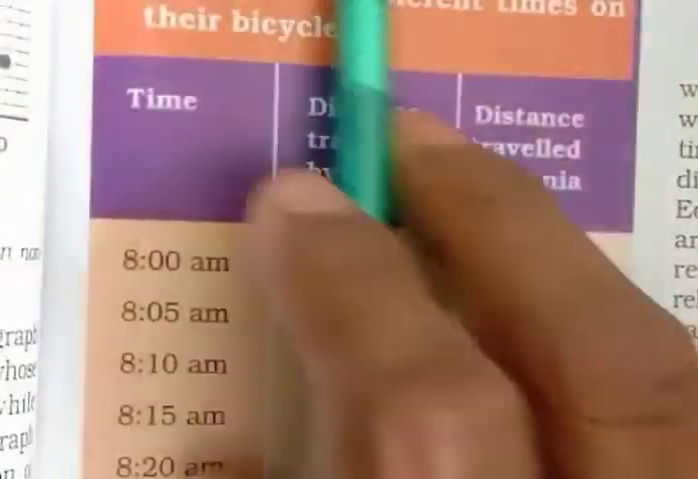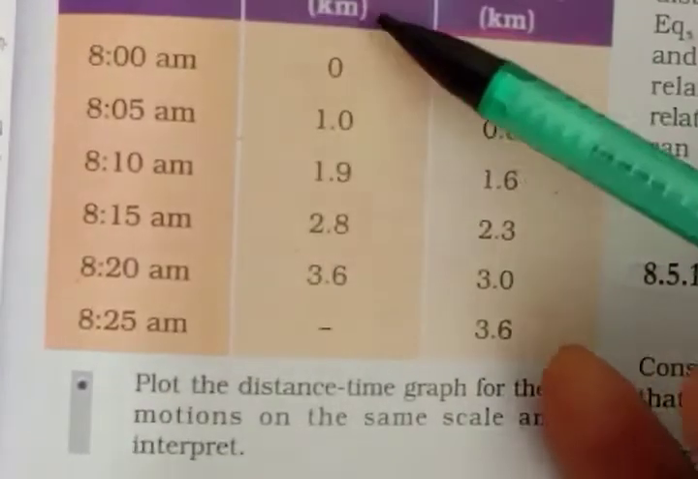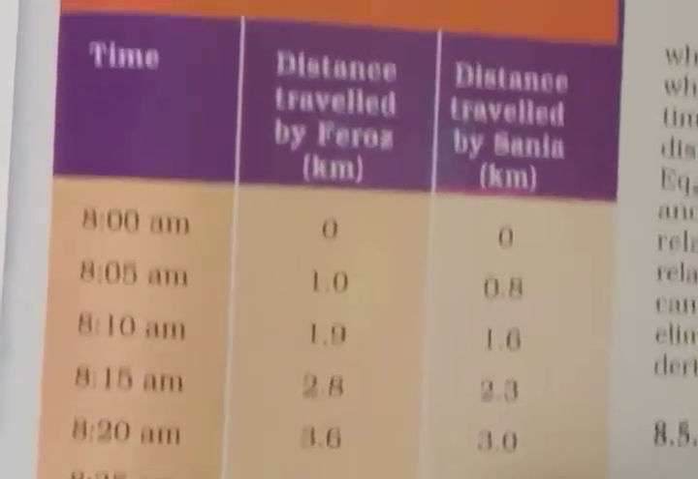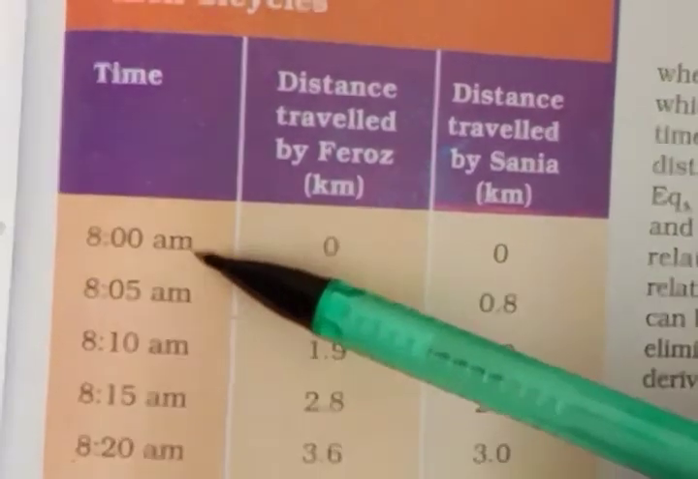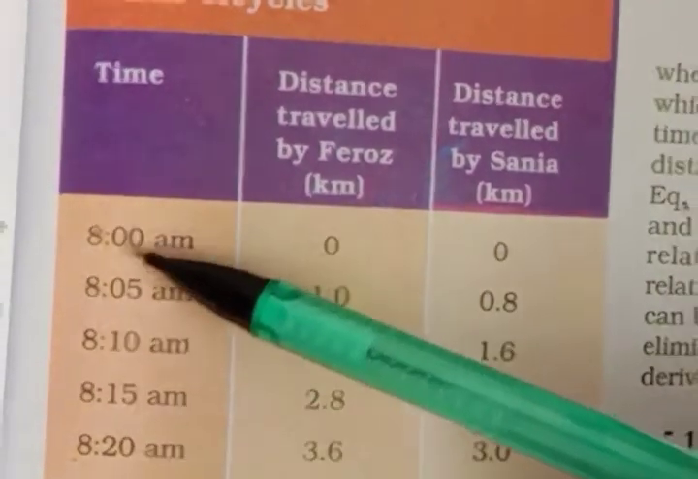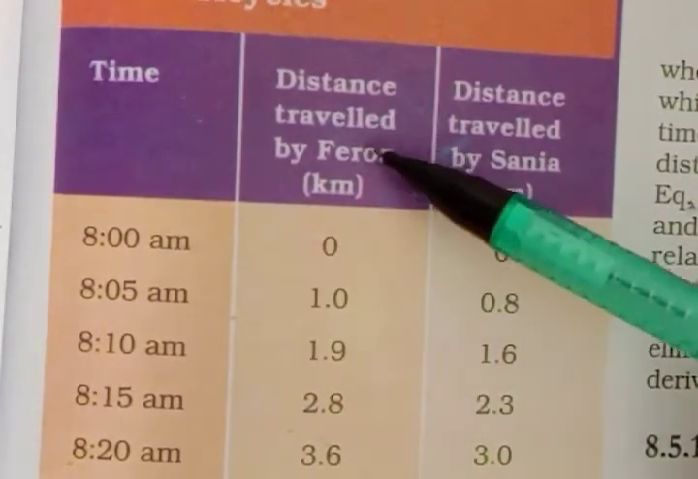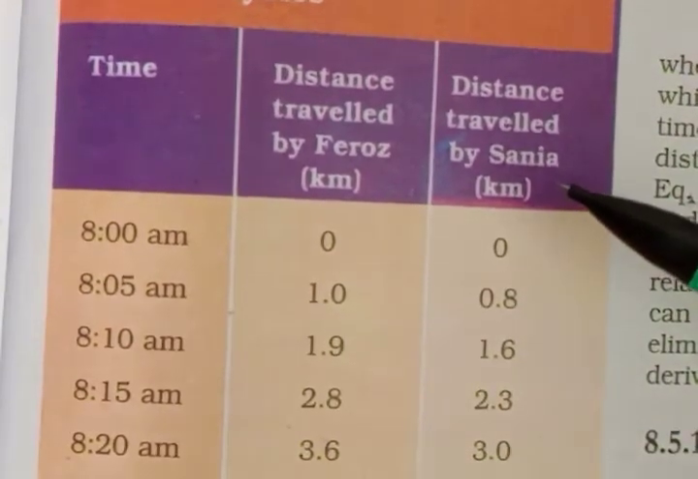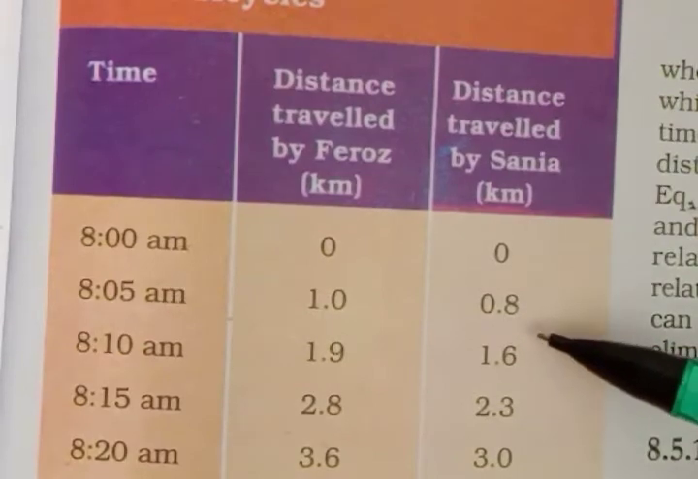Table 8.5 shows the distance traveled by Firoz and the distance traveled by Sania. And what is the time? From 8 to 8:05, that is in 5 minutes, the distance traveled by Firoz is 1 kilometer, and the distance traveled by Sania is 0.8 kilometers.